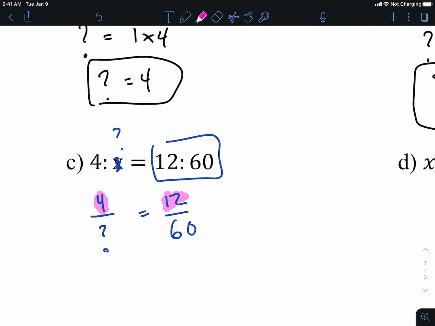How do I get from 4 to 12? Okay, just be careful, because I asked you a question, but it might not have been necessarily the right question to ask. I asked you, how do I get from 4 to 12? Is that what I'm interested in? No, what am I interested in, Cole? The question mark, so I better be able to go from, what am I interested in?